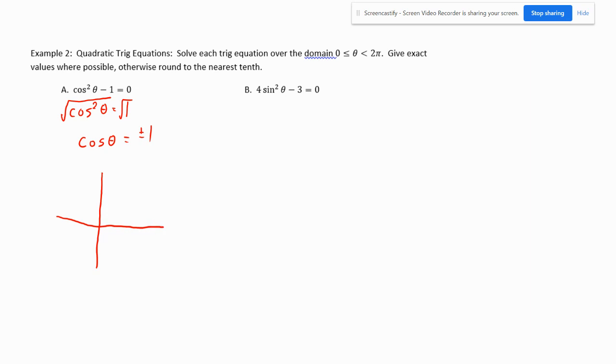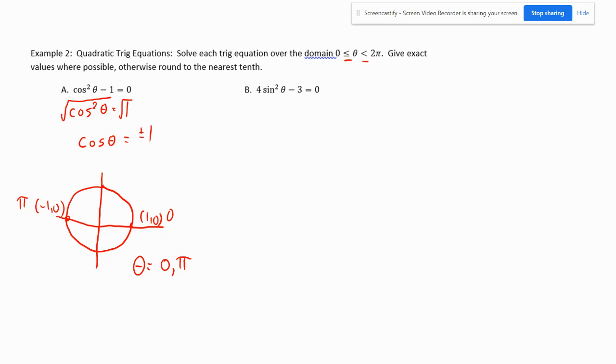So our solutions here, again, cosine is the x value, which happens here and here. So we're going from 0 to 2 pi. So this is 0, and this is pi. And 2 pi might have been a solution, but if you look at the domain, we're including 0, but we're not including 2 pi. So that means 0 and pi are going to be our two solutions for this one.